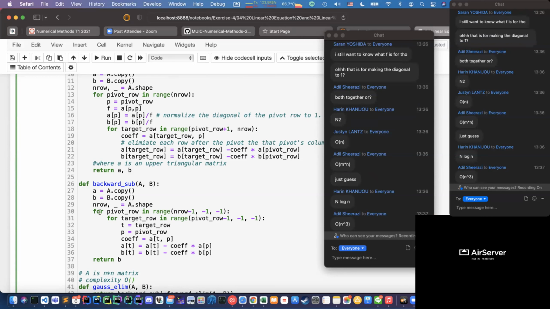Very good. O n cube, right? Because you have two for loops. This thing runs up to n, and this thing is also n, right? It's actually n square over 2, but you don't really care. So this is n. That's another n. And also you need to subtract every single one of them in a row. So that's n cube. Okay.